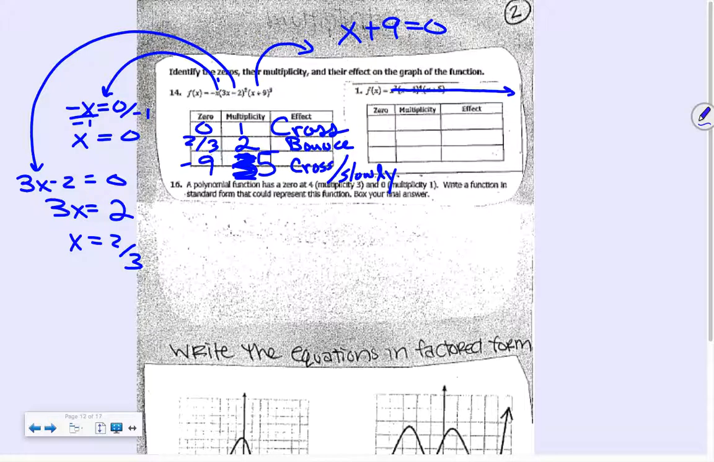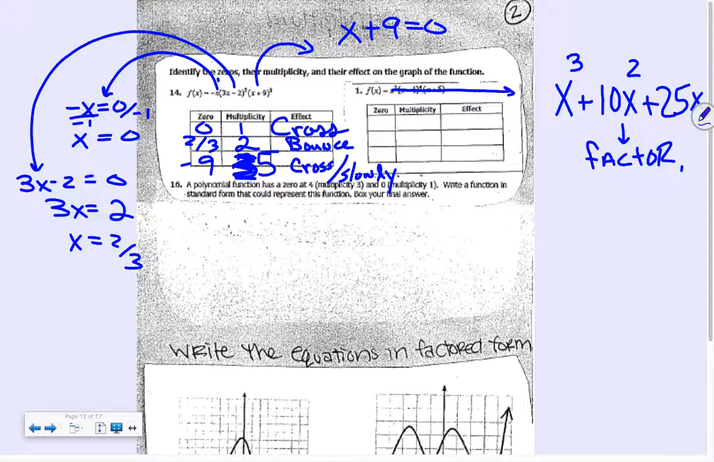You see something like x to the third plus 10x squared plus 25x. Okay, so you see that. Okay, so give me the zeros. Give me the multiplicity. Give me the effect. You can't do it until you what? You got to get this look, this is standard form, into this look. What's this? Factored form. You have to factor. So guys, you can't tell me the zeros until you factor. Don't wait for me. You guys should be well ahead of me. What are you doing to factor that?